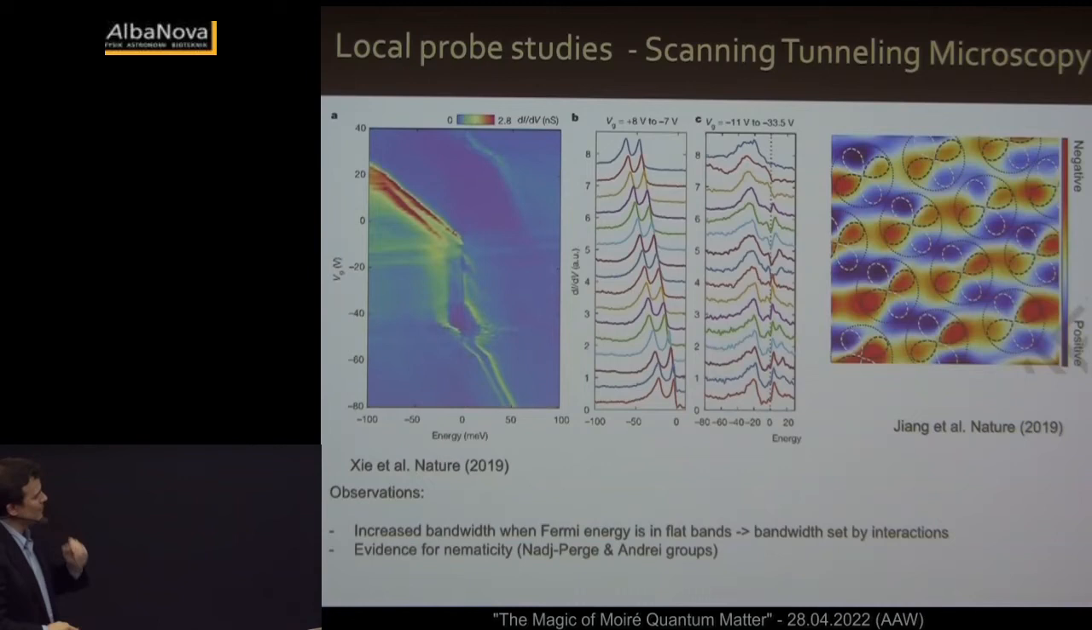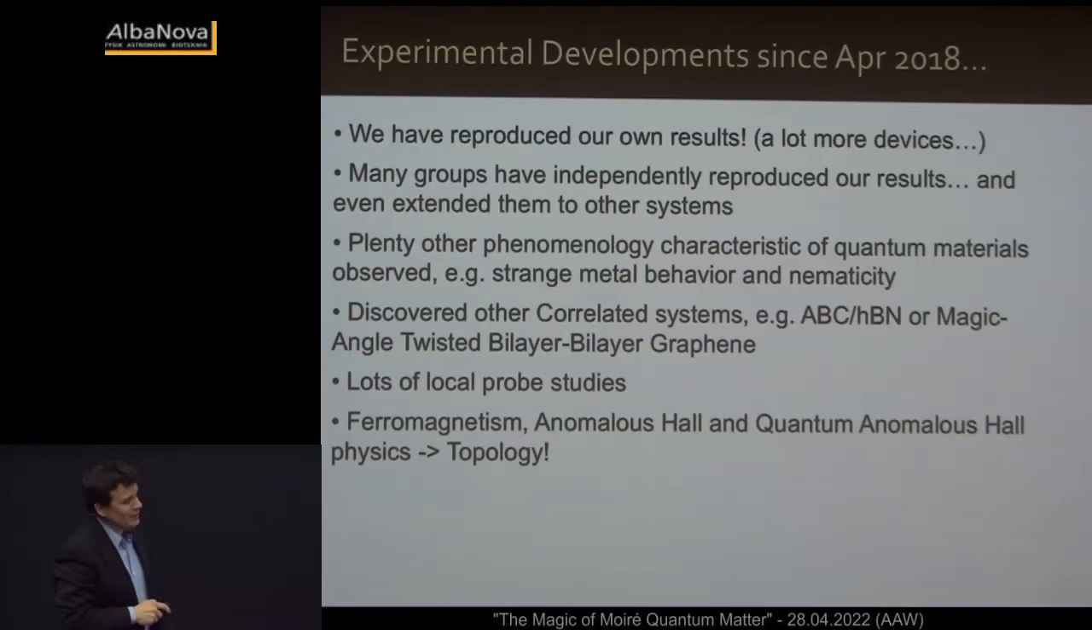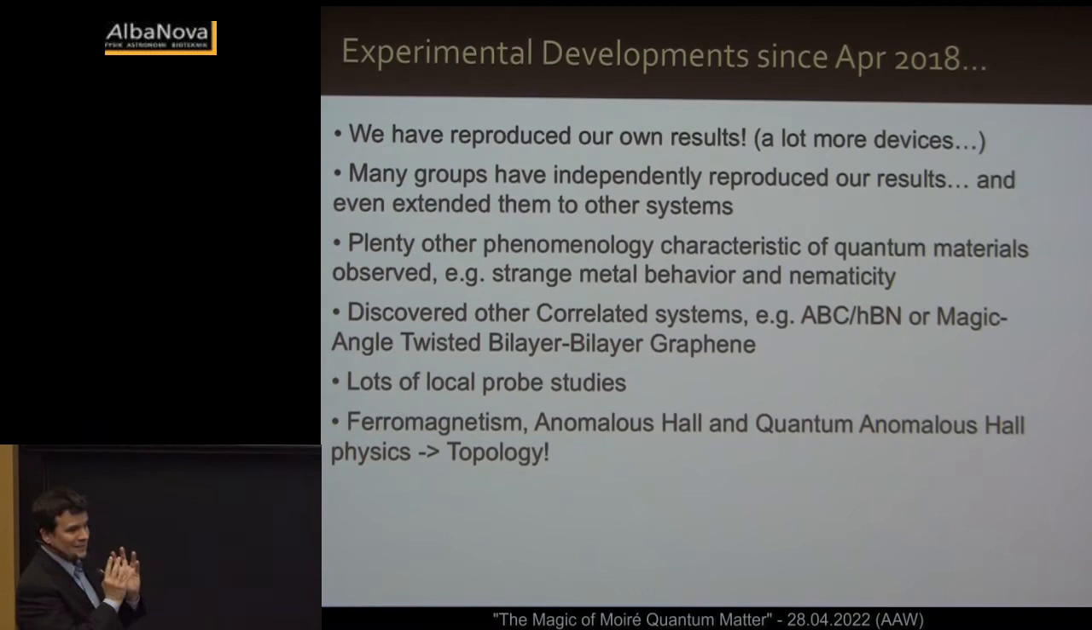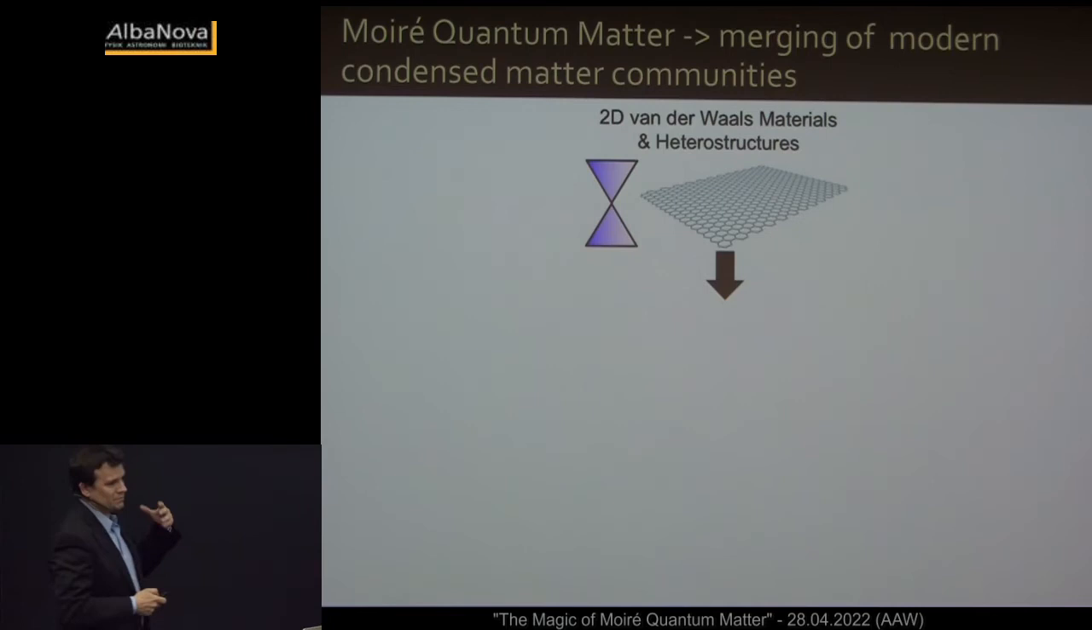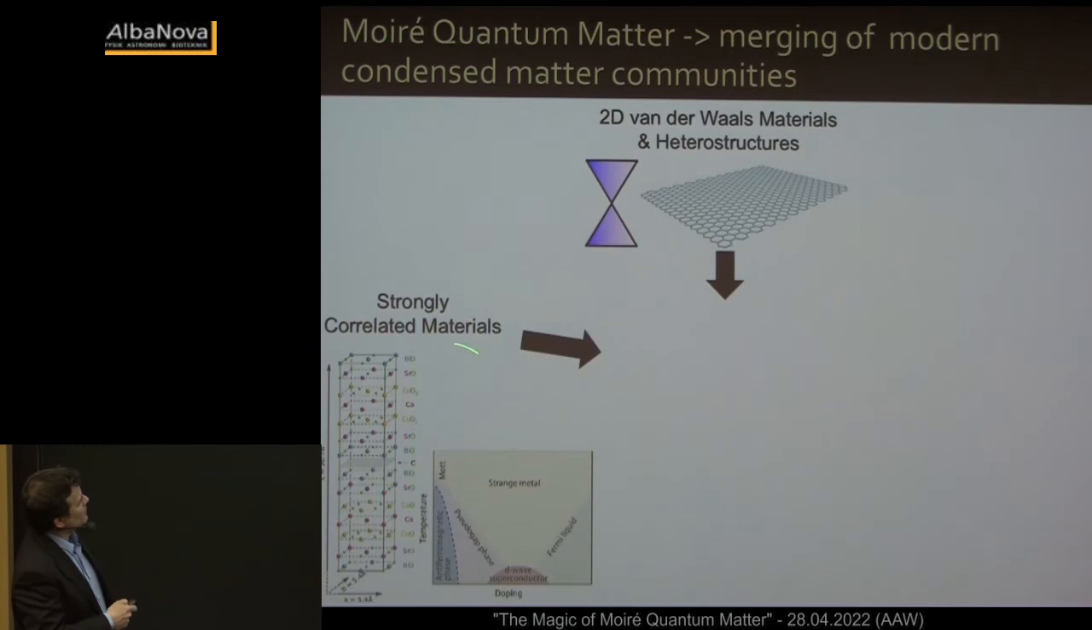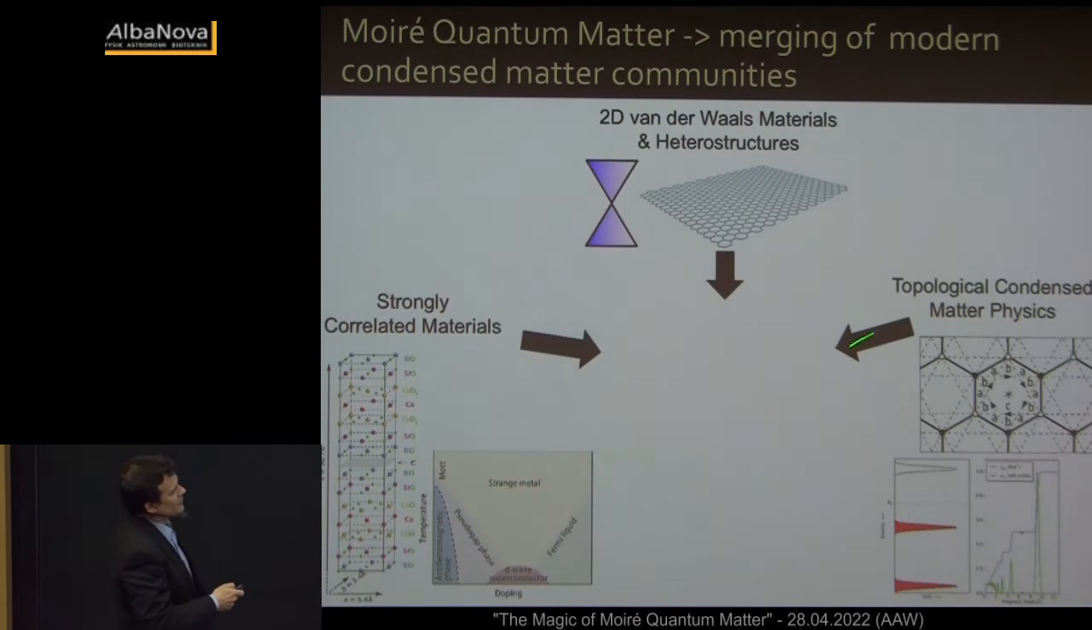Now, another thing that was very important is the communities of ferromagnetism, anomalous Hall, and even quantum anomalous Hall physics in these systems, which brought the role of topology front and center to Moiré quantum matter. In fact, one of my realizations is that this Moiré quantum matter field has meant the merging of several condensed matter communities that did not talk so frequently to each other before. Okay, so on one hand are the 2D van der Waals materials and heterostructures people like me that worked on graphene. Then you have the strongly correlated materials people that worked on cuprates, pnictides, heavy fermions, and then the topological condensed matter physics community, people that work on quantum and fractional quantum Hall states, topological insulators, Weyl semi-metals. All three communities come together in this Moiré quantum matter platform.